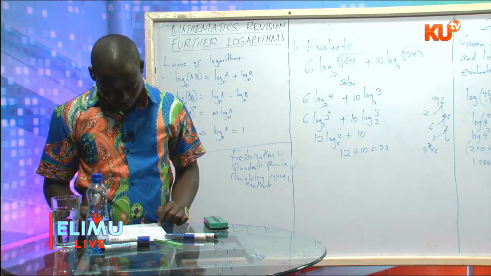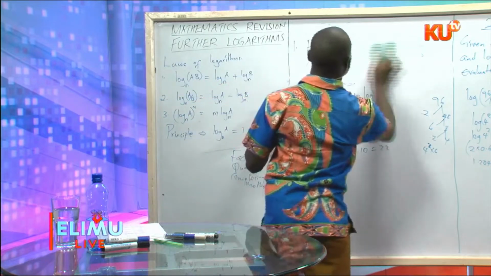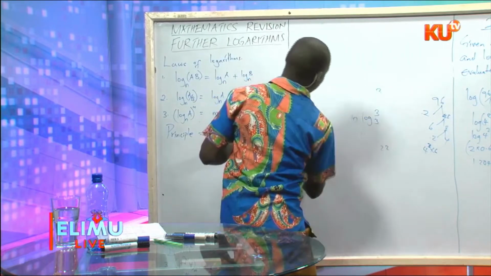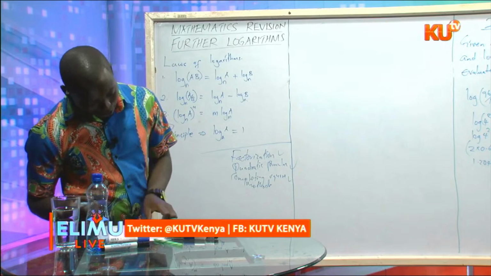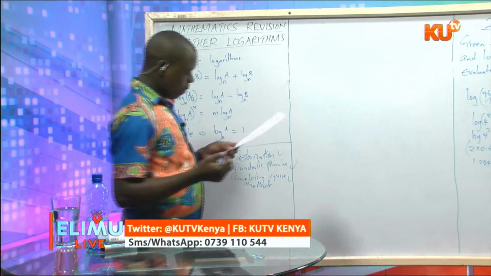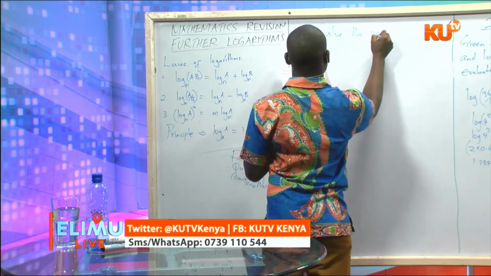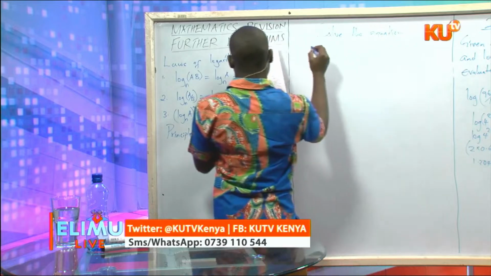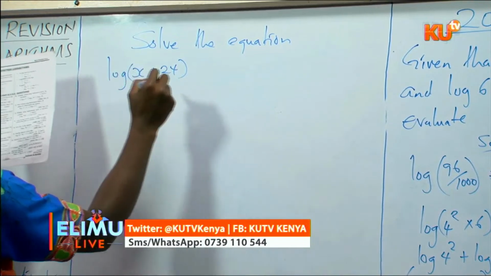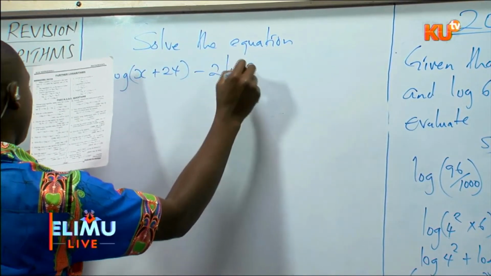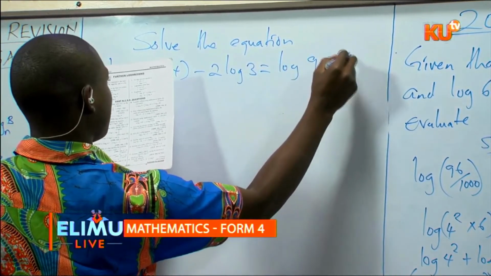In 2001 we had logarithms. For 2001, this is what we said. The question is: solve the equation log of x plus 24, minus 2 log 3, is equal to log of 9 minus 2x.